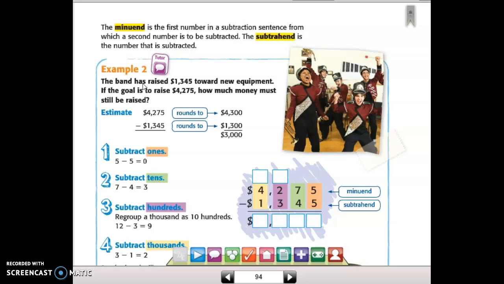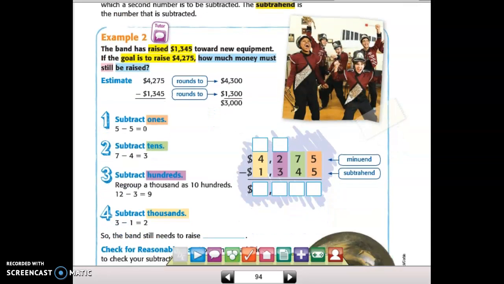Okay, example 2. The band has raised $1,345 towards new equipment. If the goal is to raise $4,275, how much money must still be raised? So highlighting the information we need. They've raised that much, and their goal is to raise this much. Our question is, how much money must still be raised? And this can be a keyword, still. It can give you a hint that you're going to need to subtract. It can be confusing though.